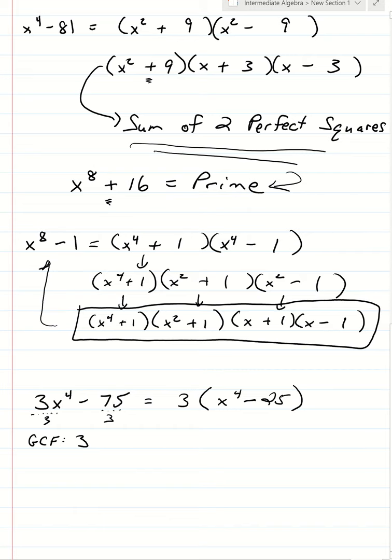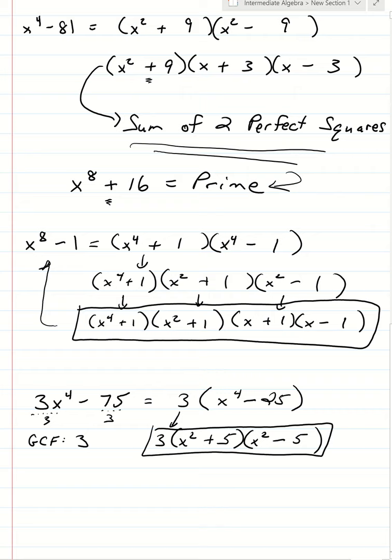And now we can see that we still have the difference of two perfect squares. So the 3 has to come down for the ride. And now I'm going to set up my parentheses. Factors of x to the fourth would be x squared, x squared. According to our formula, one will be plus, the other will be minus. And factors of 25 would have to be 5 and 5. Okay, now we have the fully factored form of the original polynomial. Can't factor this any further, okay?